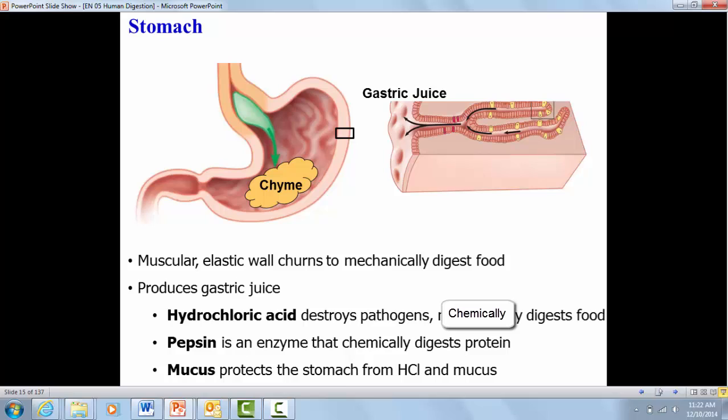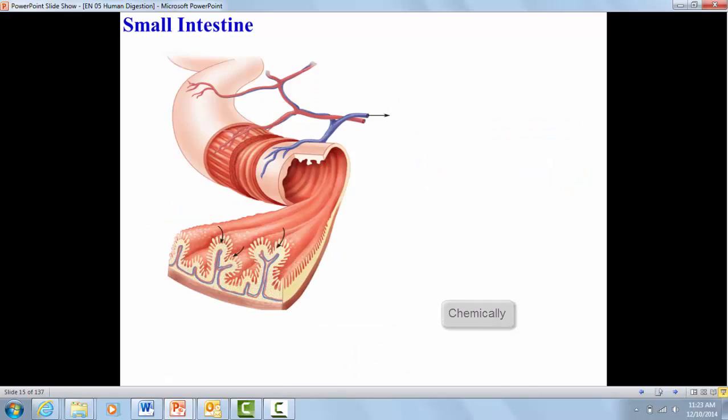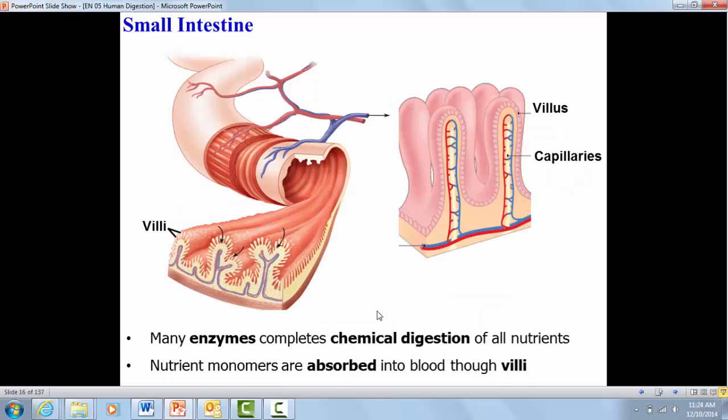It also has a lot of chemical digestion occurring. So the hydrochloric acid that's secreted destroys pathogens, and it helps to chemically digest that food. Pepsin is another enzyme that's secreted that helps to break down protein. Ultimately, since your stomach is the place of so much acid, it has to find a way to protect itself. So the stomach also produces mucus that lines the stomach walls and helps to protect the stomach from hydrochloric acid and from harmful enzymes.